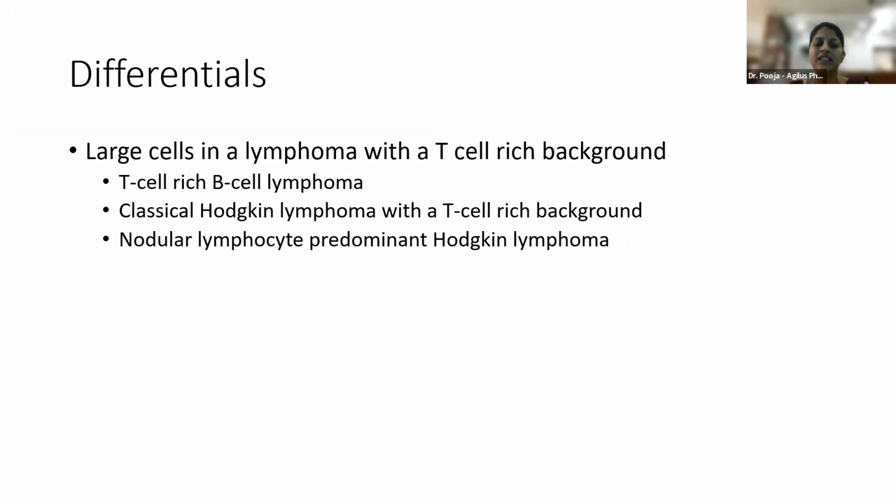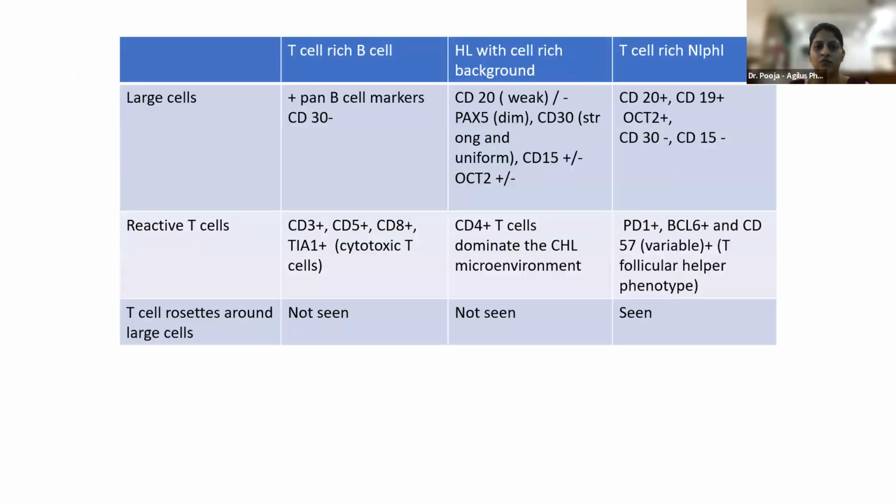And the differentials that one could think of when they are finding a T-cell rich background and showing large, big lymphoid cells: one is a T-cell rich B-cell lymphoma, a classical Hodgkin's lymphoma with a T-cell rich background, or a nodular lymphocyte predominant Hodgkin's lymphoma with a T-cell rich background. So I think a number of previous cases of NLPHL and CHL, all of the immunos have been discussed.